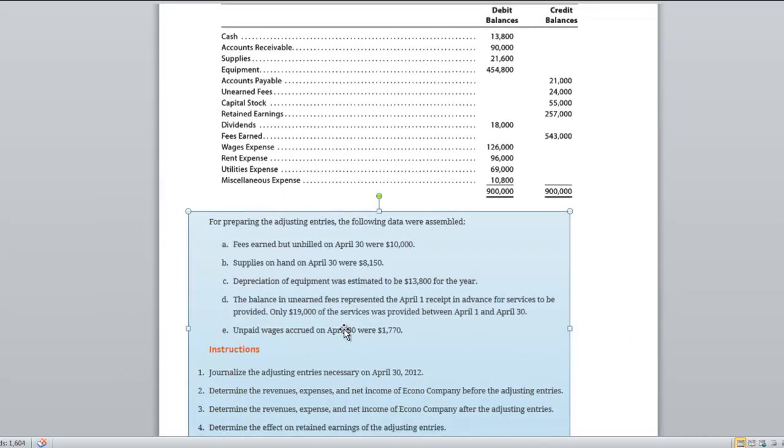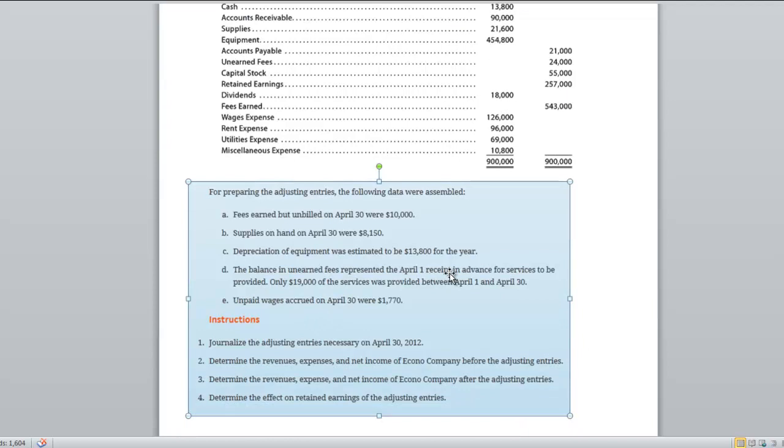It says, D, the balance in unearned fees represented the April 1 receipt in advance for services to be provided. Only $19,000 of services was provided between April 1st and April 30th. So let's take a look up here and find our unearned fees. So we have $24,000 here, right? It says we have $24,000, and it says only $19,000 of the services was provided between April 1st and April 30th. Well, this is really the only key piece of information we need, because it says that only $19,000 of this was provided. So that means that we earned $19,000.